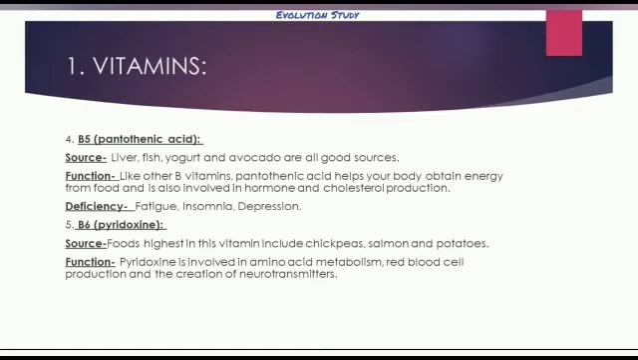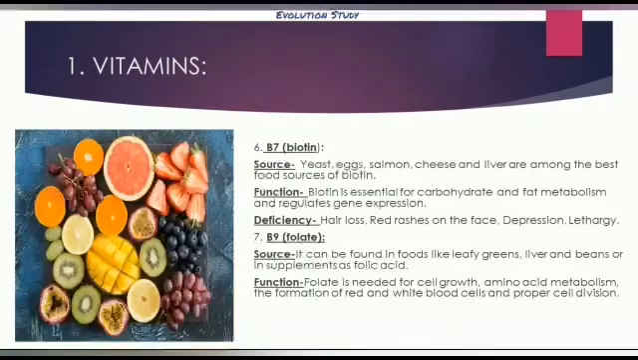B6, pyridoxine. Source: foods highest in this vitamin include chickpeas, salmon, and potatoes. Function: pyridoxine is involved in amino acid metabolism, red blood cell production, and the creation of neurotransmitters. Deficiency: skin rash, sore lips, mood changes. B7, biotin. Source: yeast, eggs, salmon, cheese, and liver are among the best food sources of biotin. Function: biotin is essential for carbohydrate and fat metabolism and regulates gene expression. Deficiency: hair loss, red rashes on the face, depression, lethargy.